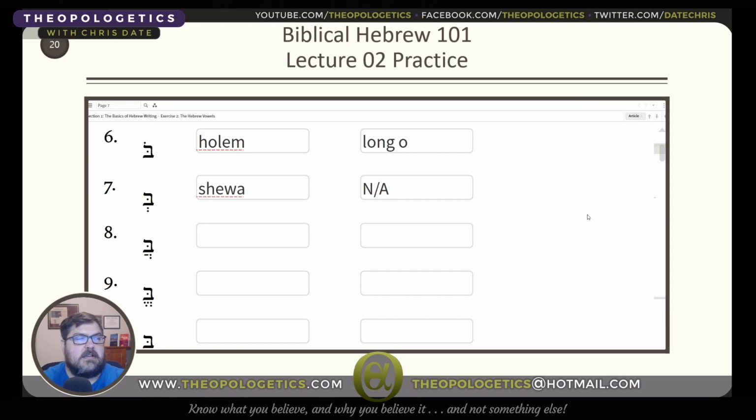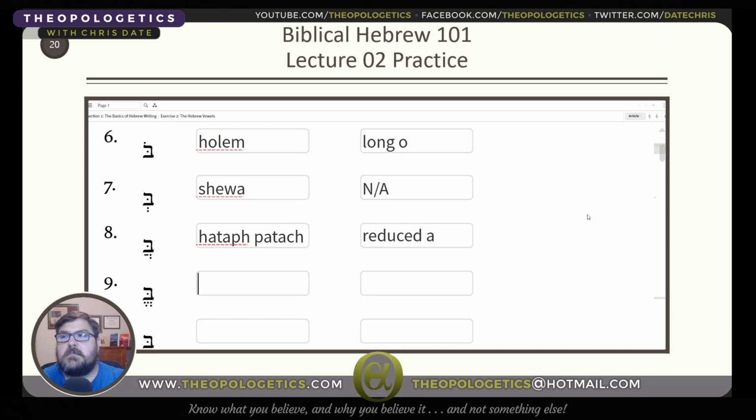This is the vertical line of dots next to a horizontal line. This is the compound shewa known as chataf pathach. I'll try to squeeze it all in there in one. There we go. Chataf pathach. And this is a reduced A.